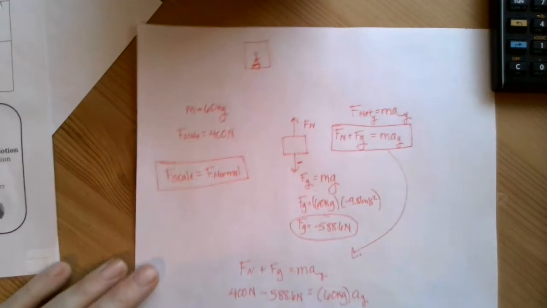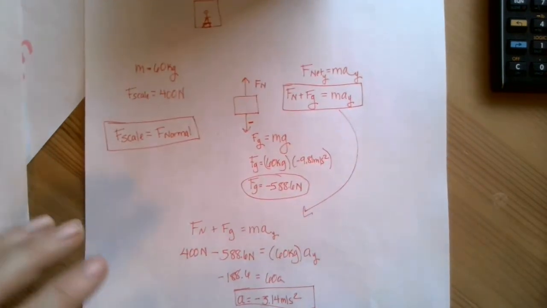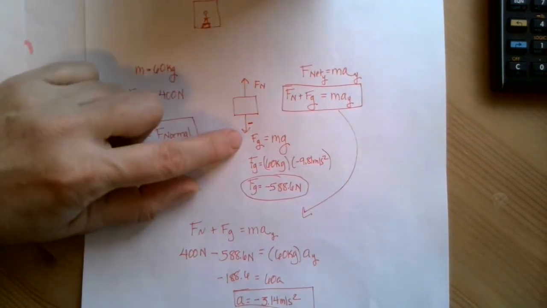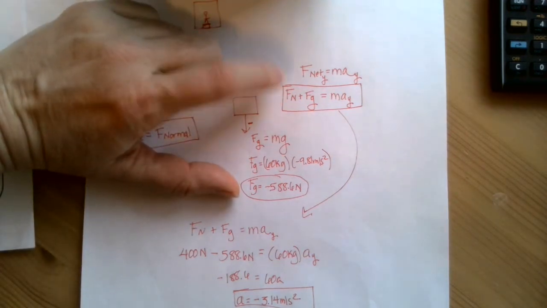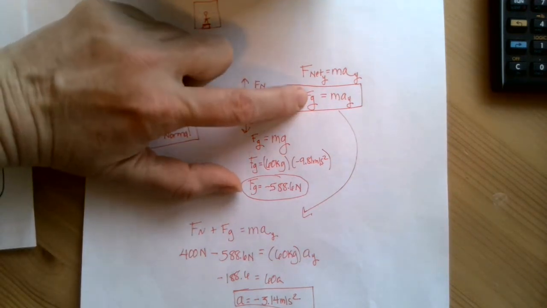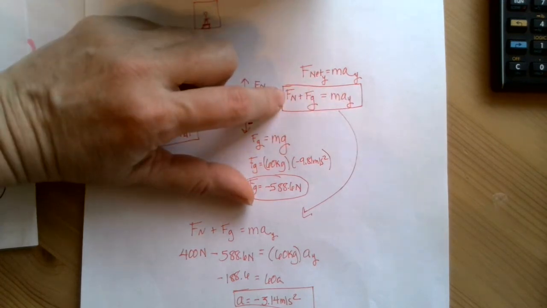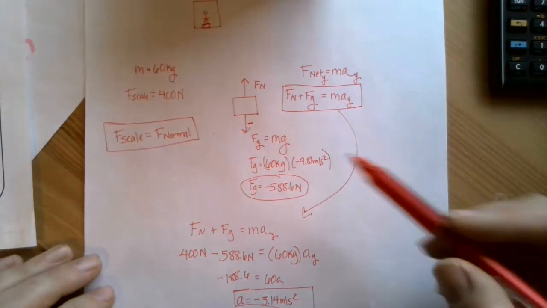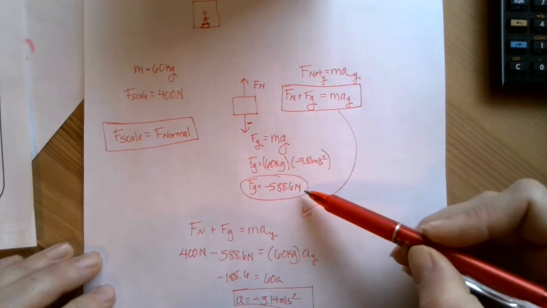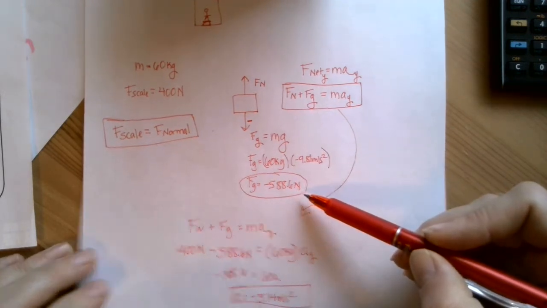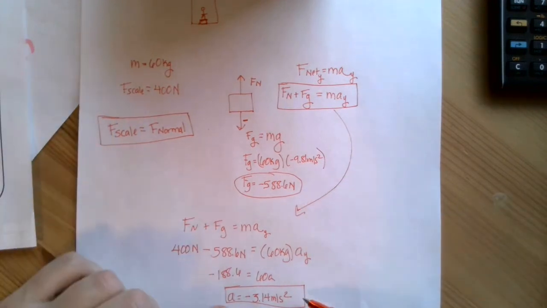Okay, so see what we did. We drew a free body diagram, labeled all the forces. Used that to write a specific form of Newton's second law. So in this case, for elevators, normal and gravity equals ma. And by the way, this works for all elevators. Okay, then I figured out what my weight force was by plugging it into Fg equals mg. And I put in my scale force and I solved for acceleration.